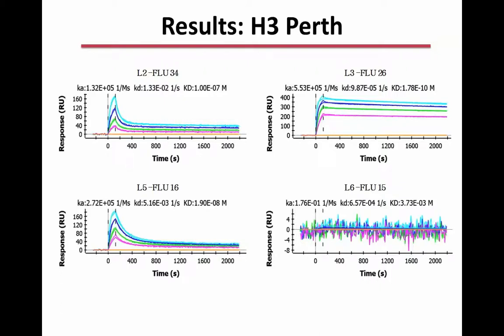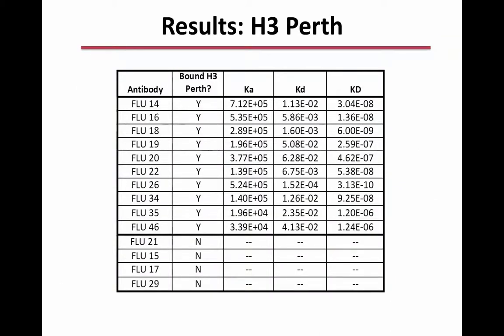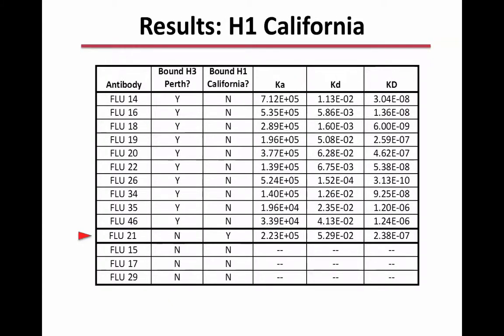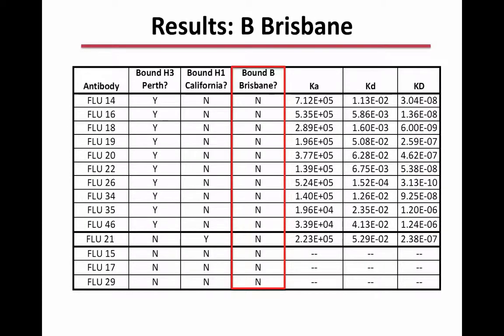And when we look at a table layout of the binding of our panel of antibodies against the vaccine strain Perth, we see that the majority of the plasmablast-derived antibodies did bind to this Perth strain of hemagglutinin at a relatively high affinity or a low KD. And by comparison, the H1 vaccine strain California was only bound by one of the monoclonal antibodies, flu-21 highlighted here, with a somewhat lower affinity, and the Brisbane strain did not bind to any of the antibodies in our panel.